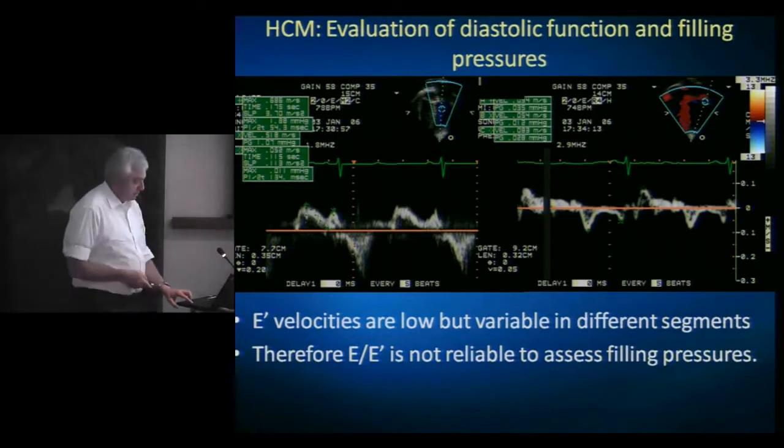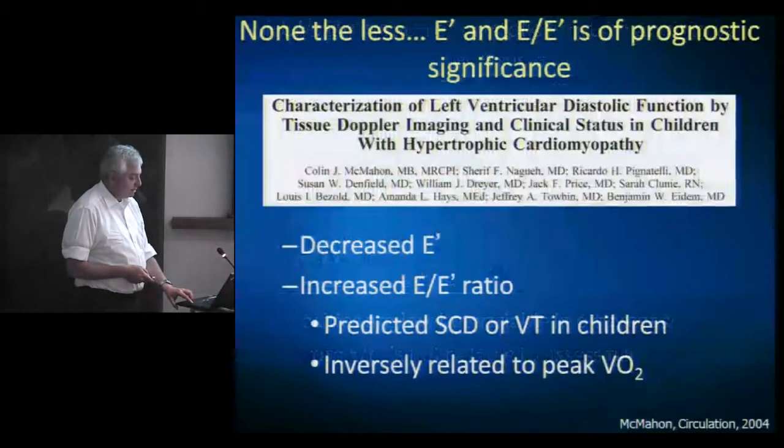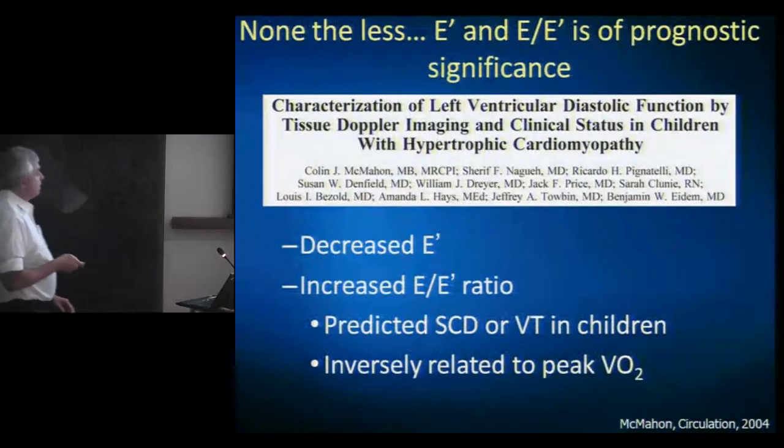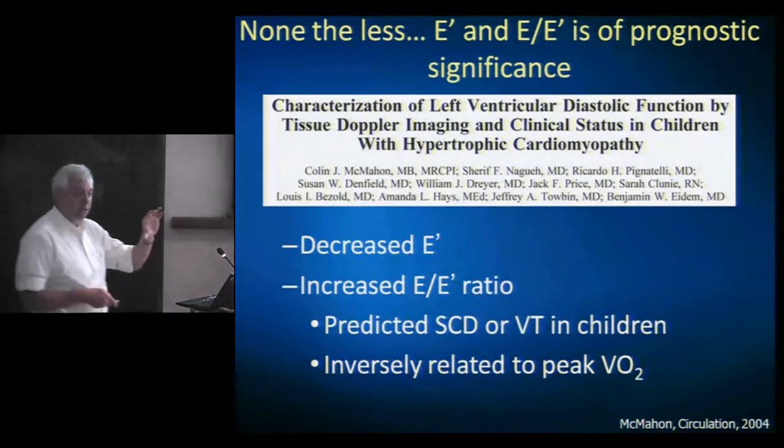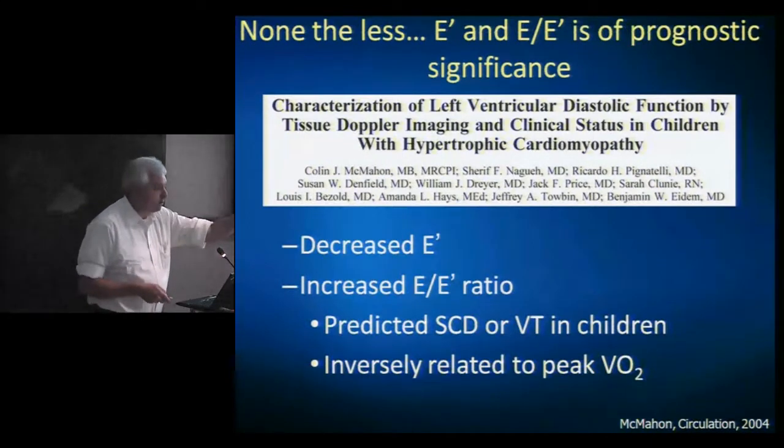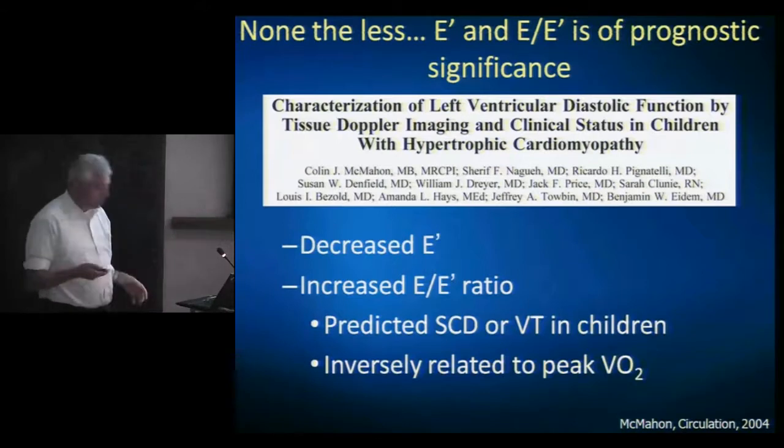So it's difficult to use in this disease, but still, again, Collins' work, who's studied all of these cardiomyopathies in the same way, showed that a decreased E and an increased E to E prime ratio does predict outcome in children. So if we're going to use tissue Doppler, this is one of the reasons why we're going to use it, and it is important.